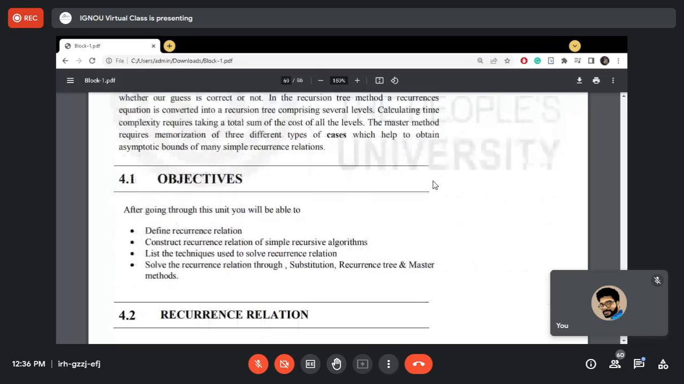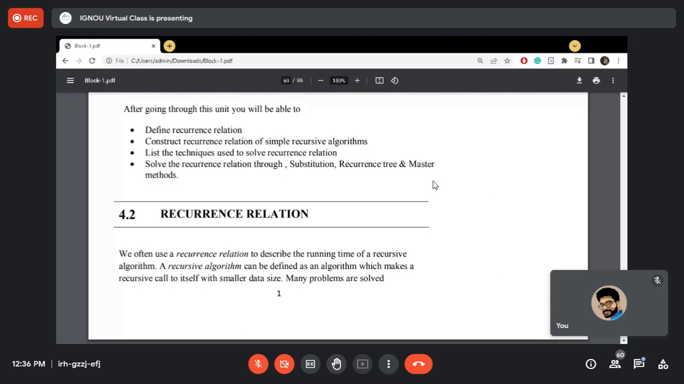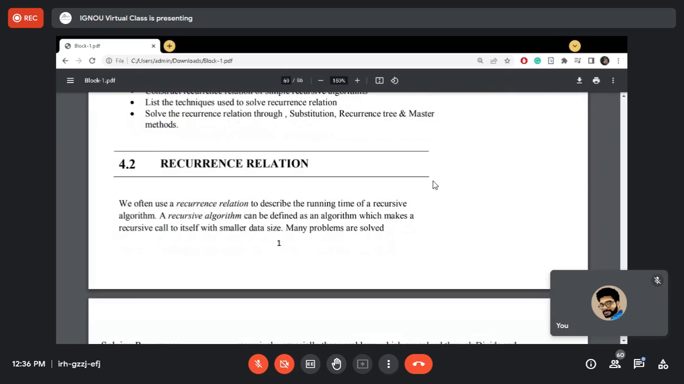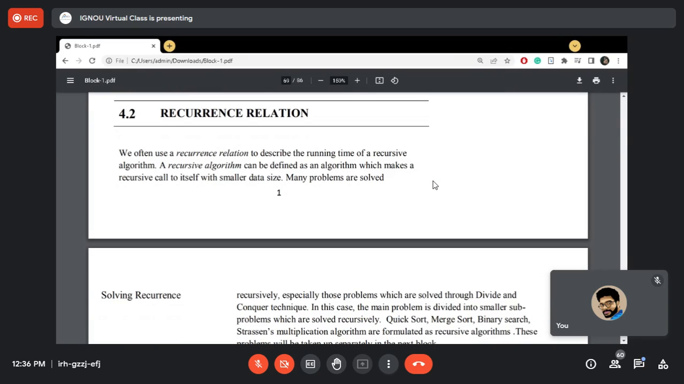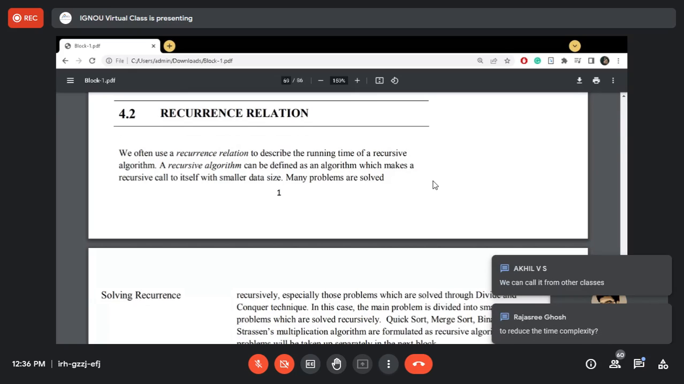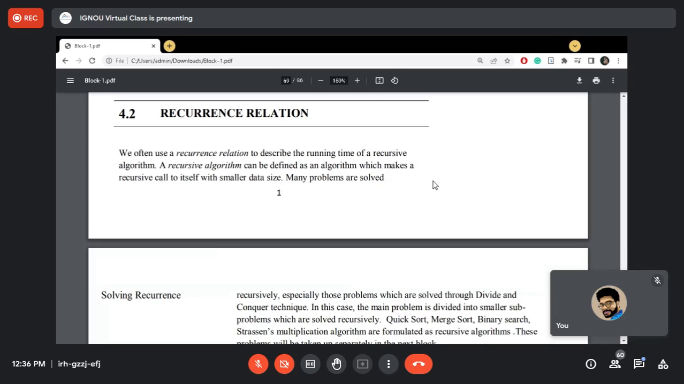When a problem is solved in steps and the result of the previous step is required to solve the current step, then recurrence relations and solving are used. Whenever we have a smaller size of data, we can use a recurrence, so it makes a recursive call to itself. You can say it saves memory.